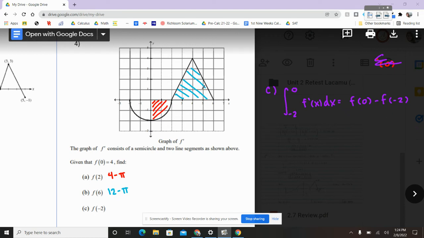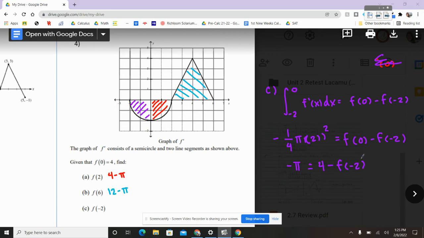So we are ignoring all this area from before. The only area we're finding is this quarter circle. So this is going to be 1/4 pi r squared again, and we know our radius is still 2. And it's below the x-axis, so it has to be a negative. f of 0 minus f of negative 2. So this is going to come out to negative pi like before. We know f of 0 equals 4 minus f of negative 2.